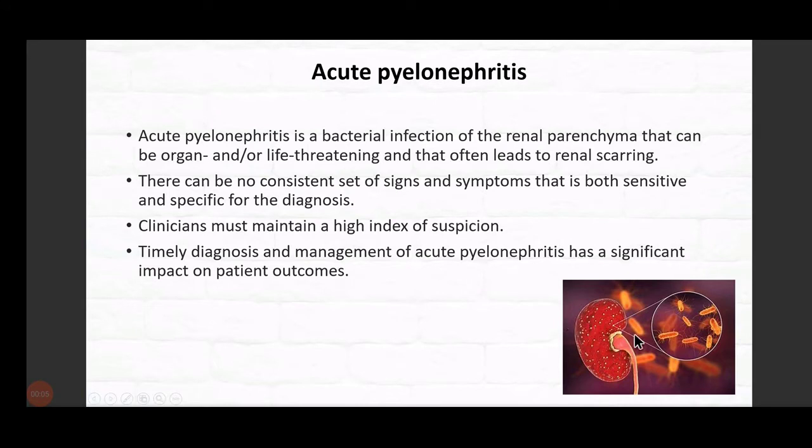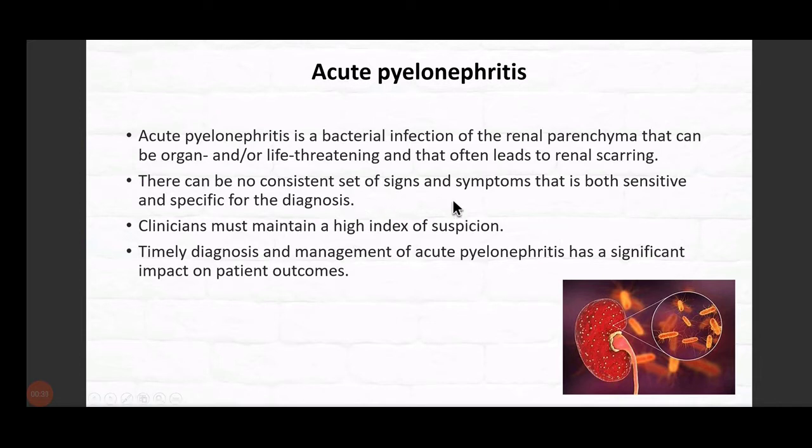Acute pyelonephritis. Now, acute pyelonephritis, if you look at this picture, is a bacterial infection of the renal parenchyma. This is an organ-threatening or life-threatening condition, and eventually it heals by scarring. What are these areas? These are the micro abscesses or abscess formation. Whenever they heal by fibrosis, ultimately a scar will be there.